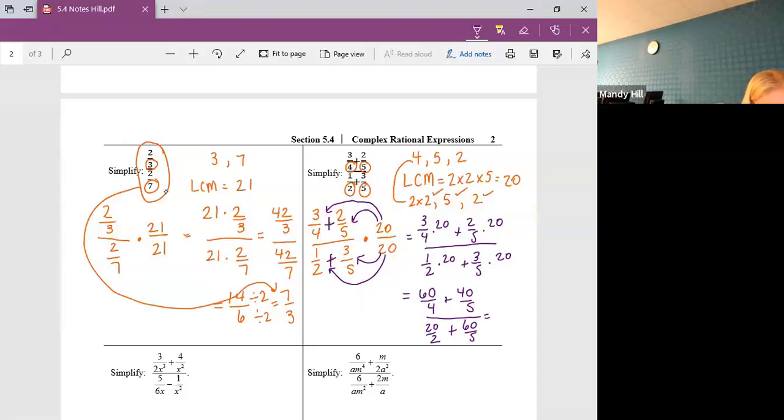Then what we want to do is take each one of those terms and reduce it. Well, 60 over 4 is just 15. 60 divided by 4 is just 15. 40 divided by 5, that's 8. 20 divided by 2, 10. 60 divided by 5, 12.